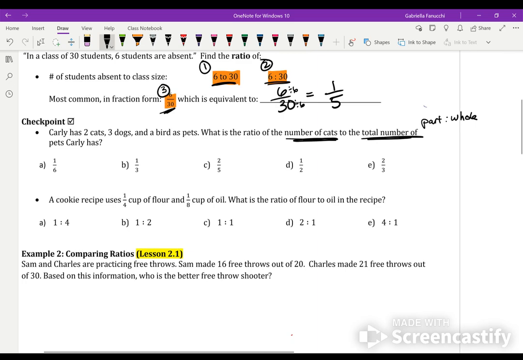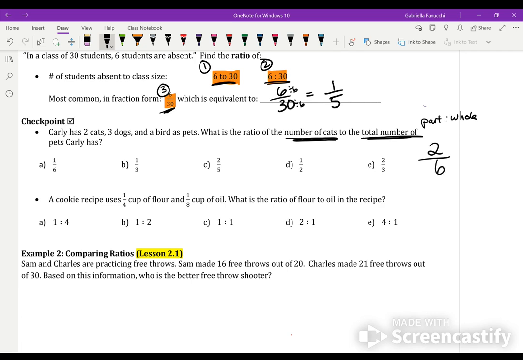Well, how many cats does she have? She has 2 total. And then the total number of pets. Well, she has 2 cats, 3 dogs, and 1 bird. So that's 2 plus 3 plus 1, which is 6. So her ratio is going to be 2 to 6.